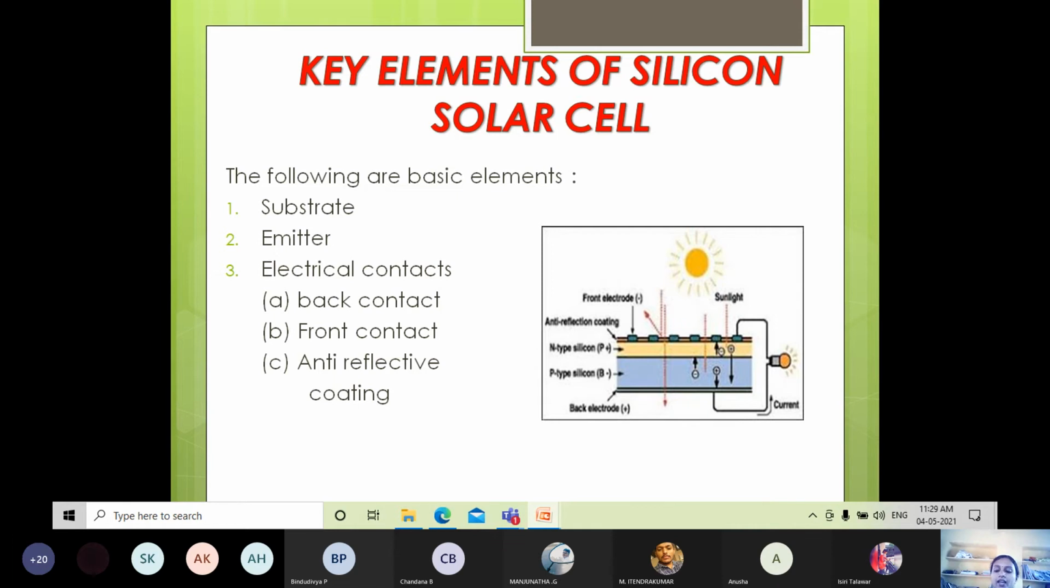Anti-reflecting coatings are applied to reduce the reflection and maximize cell efficiency, that is, to increase the cell efficiency and to reduce the surface reflection. For that purpose we use anti-reflecting coatings. They are used in solar glass and also in silicon solar cell manufacturing.